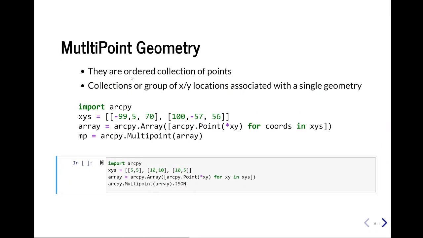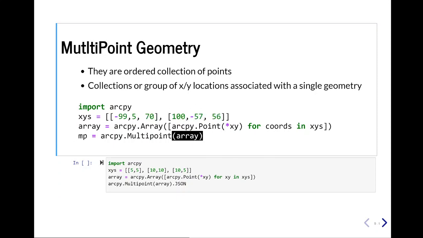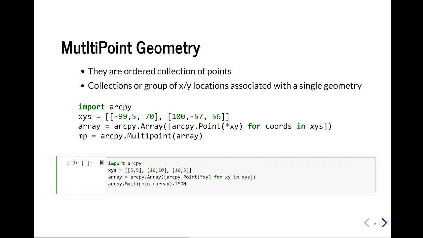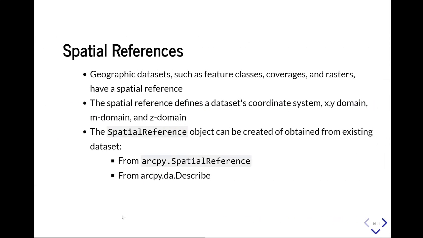Multi-point geometries are an ordered collection of points, basically grouping XY locations within a single geometry object. So we have our XY points. We can go ahead and create an array and pass it in. So let's see how that works and what it looks like. So we have our points. Notice the type, points. We have our multiple point locations within. So we have our multi-point geometry.